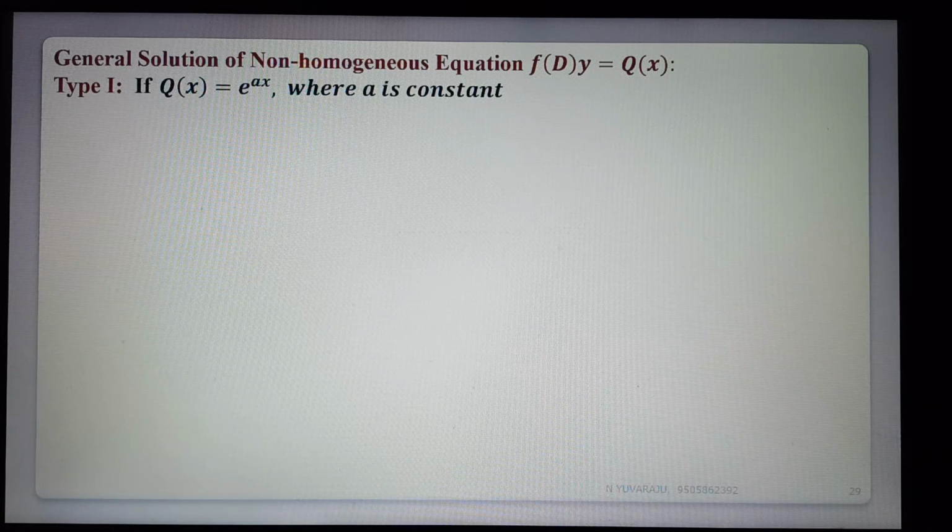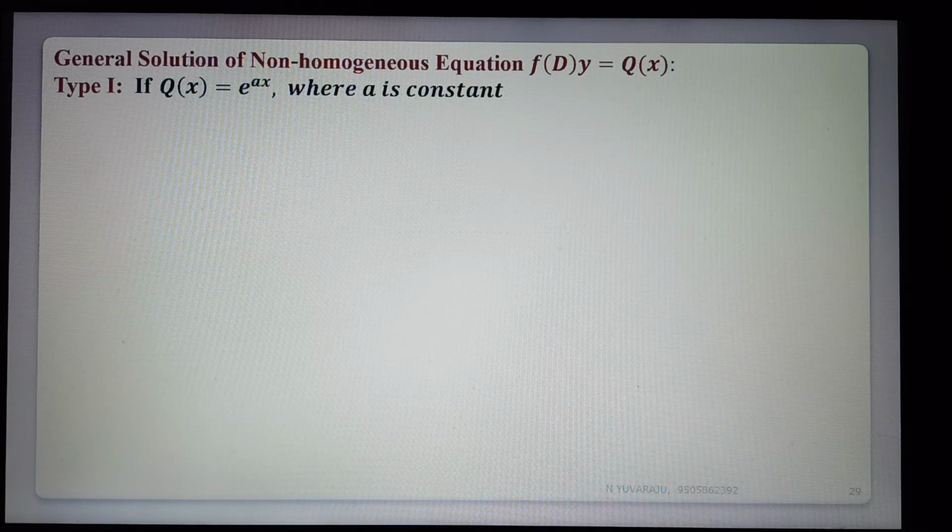Also one method is completed, that is the general method, where 1 by f of D can be expressed into partial fractions. Next are some special cases, which depend on Q of x. Q of x is a function of x, of some particular types, and using that function Q of x you have to find the particular integral. These are the shortcut methods that depend on the function Q of x.